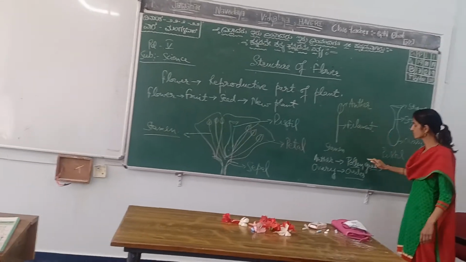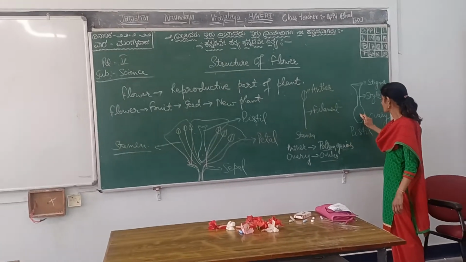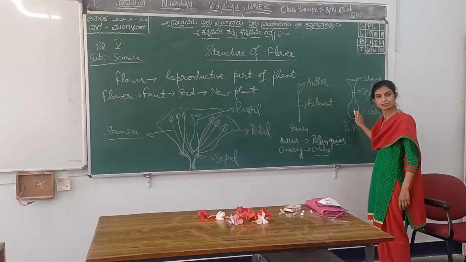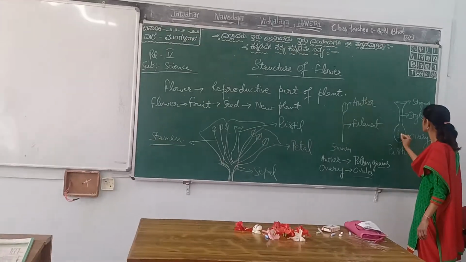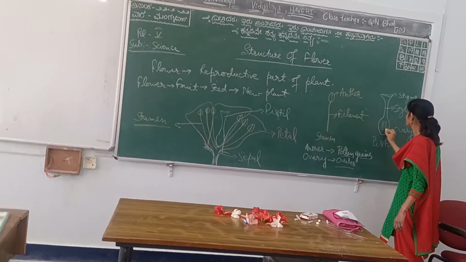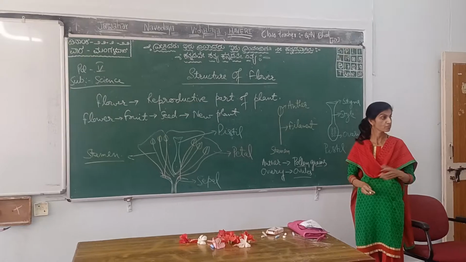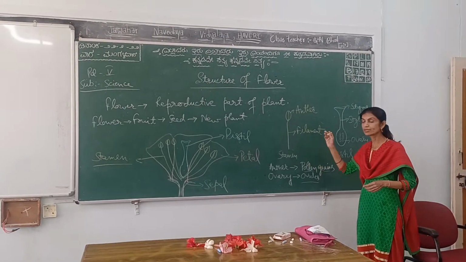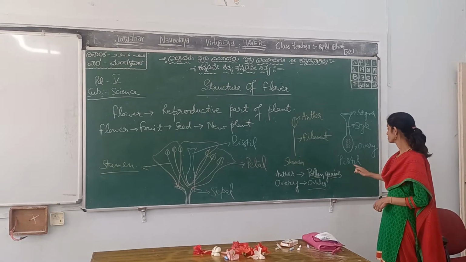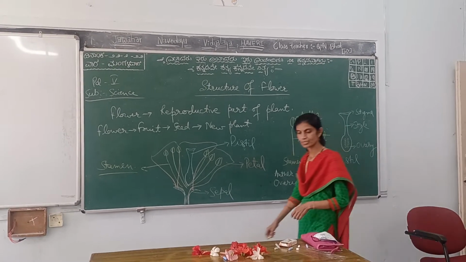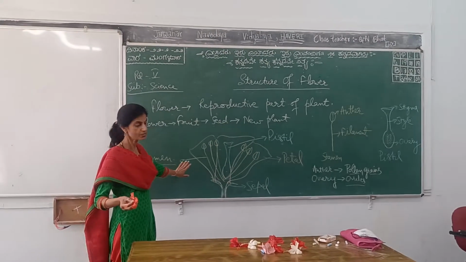In the anther, what is present? Pollen grains. And in the ovary, what is present? Ovules. Here these are arranged like this, ovules. Small, round cells. These are female gametes, female cells. Pollen grains are male cells, male gametes. Understood? Okay, alright. So these are the four main parts that we have studied.